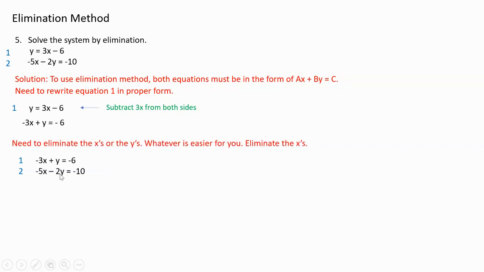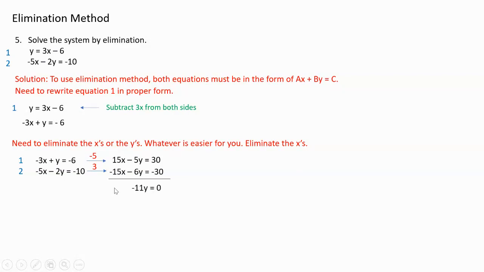Since they both are negative, and we want to eliminate the x's, I need to multiply one equation by a negative. So for example, equation 1, we're going to multiply by negative 5, and equation 2 by 3. So negative 5 times negative 3 will give us 15x, negative 5 times y will give us negative 5y, and negative 5 times negative 6 will give us 30. We're going to multiply equation 2 by 3. Again, why 3? Because 3 times negative 5x will give us negative 15x, and we'll be able to eliminate them.